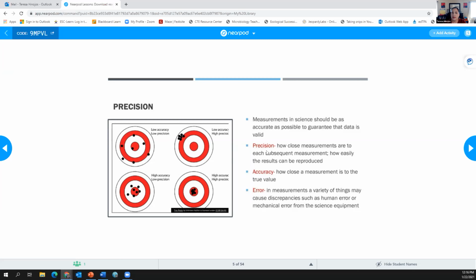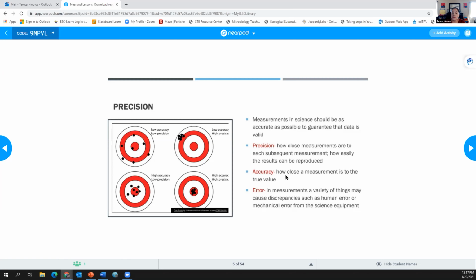Precision basically has to do with how close your measurements are to each other. That means that you're doing the process the same way every time. With science, we always want to make sure that measurements are as accurate as possible to guarantee that our data is valid. So it's not a matter of looking at a graduated cylinder and saying, that's about 3 milliliters. It's literally looking at where the meniscus is and reading that it is 3.1 milliliters. So in science, it's very important that we use accurate measurements.